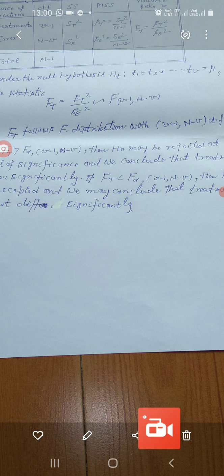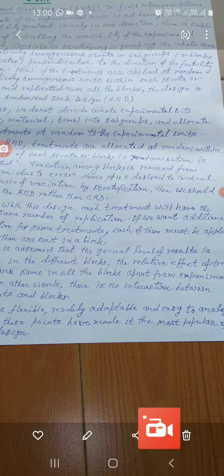Now we will discuss the third unit, and that is randomized block design and Latin square design. So today we will discuss randomized block design.